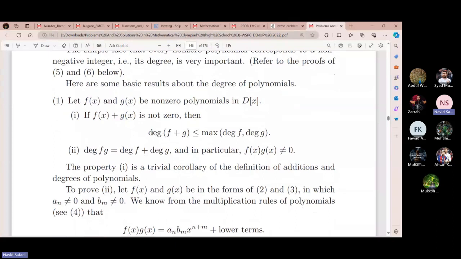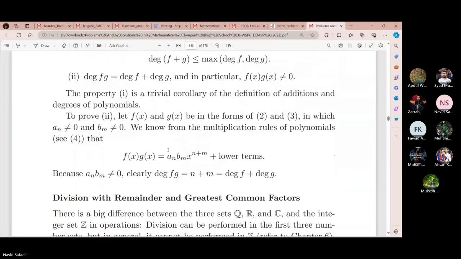The degree of f plus g would be less than or equal to the max of the degree of f and g. And the degree of fg is indeed the sum of deg of f and deg of g. In general, fg can be written in this form plus the sum of lower terms, and n plus m would be equal to the sum of deg of f plus deg of g.